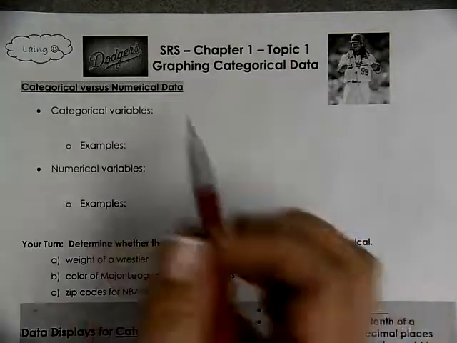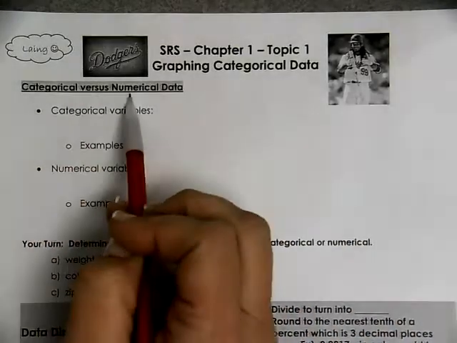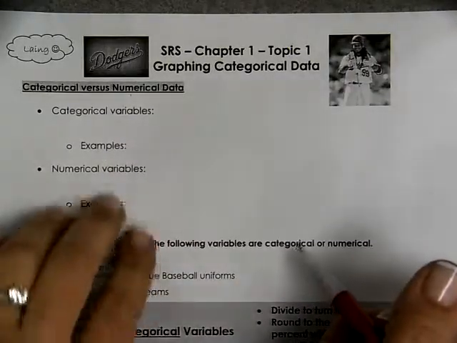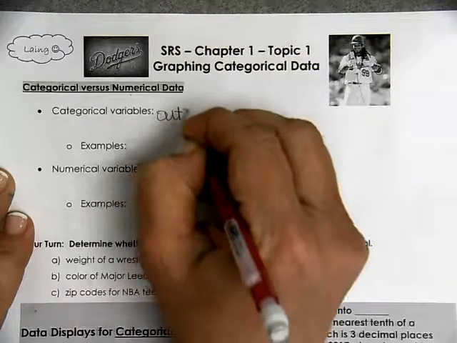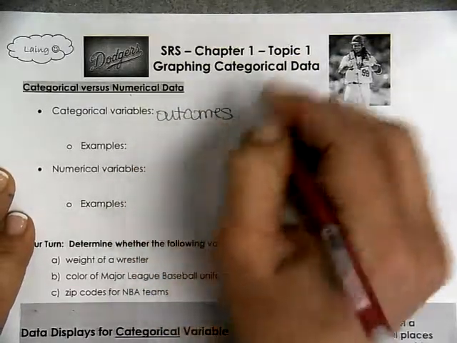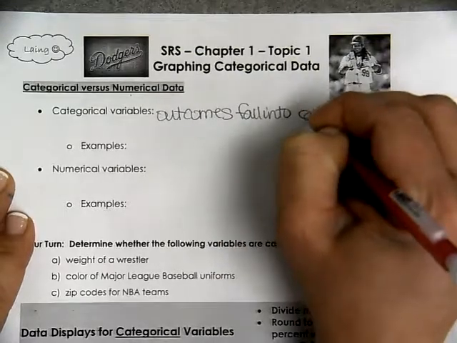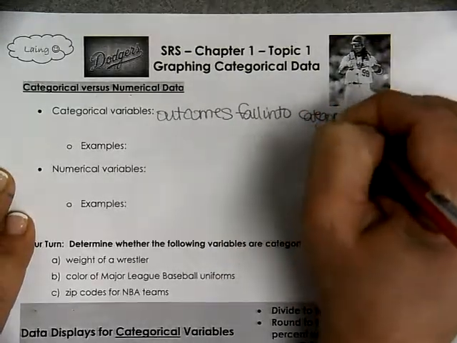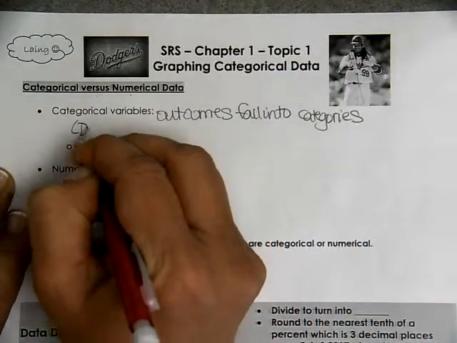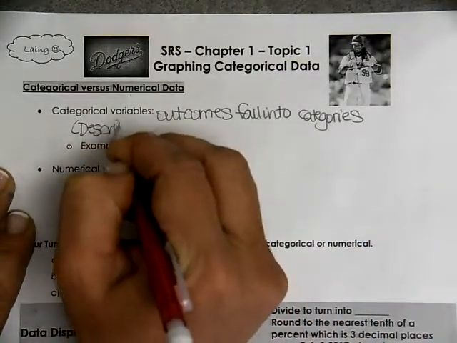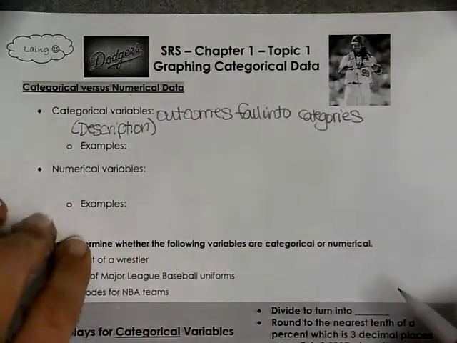Okay, so today we're going to be, first of all, looking at the difference between categorical versus numerical data, okay? Categorical variables are where the outcomes fall into categories. So when I say they fall into categories, it's basically something that you can kind of describe what happened. So I'll put description here, okay?